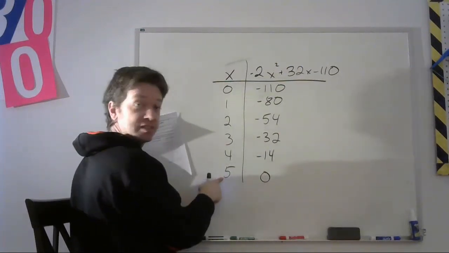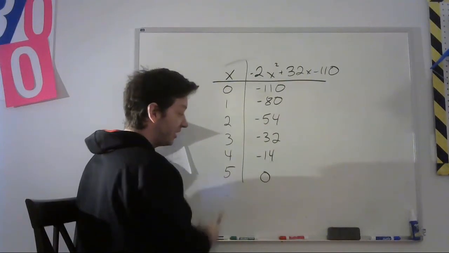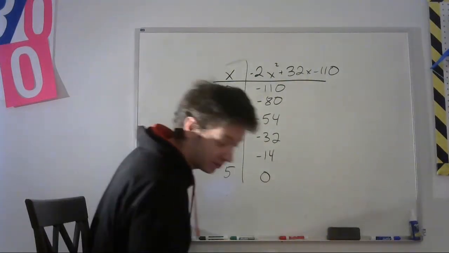So that means 5 is a solution. X equals 5 is a solution. And you can keep going down to find what the other solution is as well.